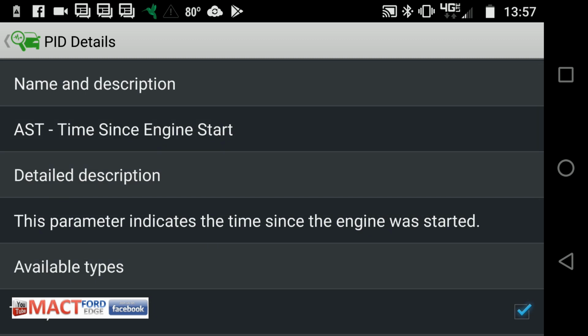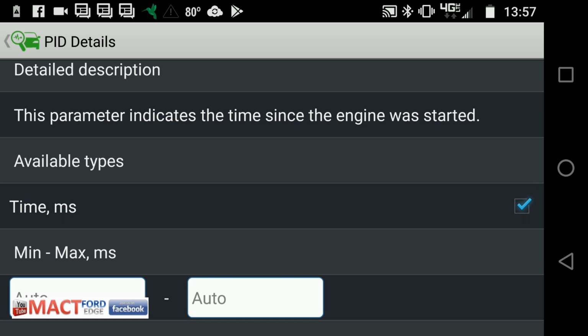We have the AST, time since engine start. Detailed description: this parameter indicates the time since the engine was started. Essentially a clock of how long your engine's been running. The time will be recorded as far as how long you've been running your engine since you last turned the key. I don't know quite what we do with that, but again, it's something you could monitor if it's important to you.